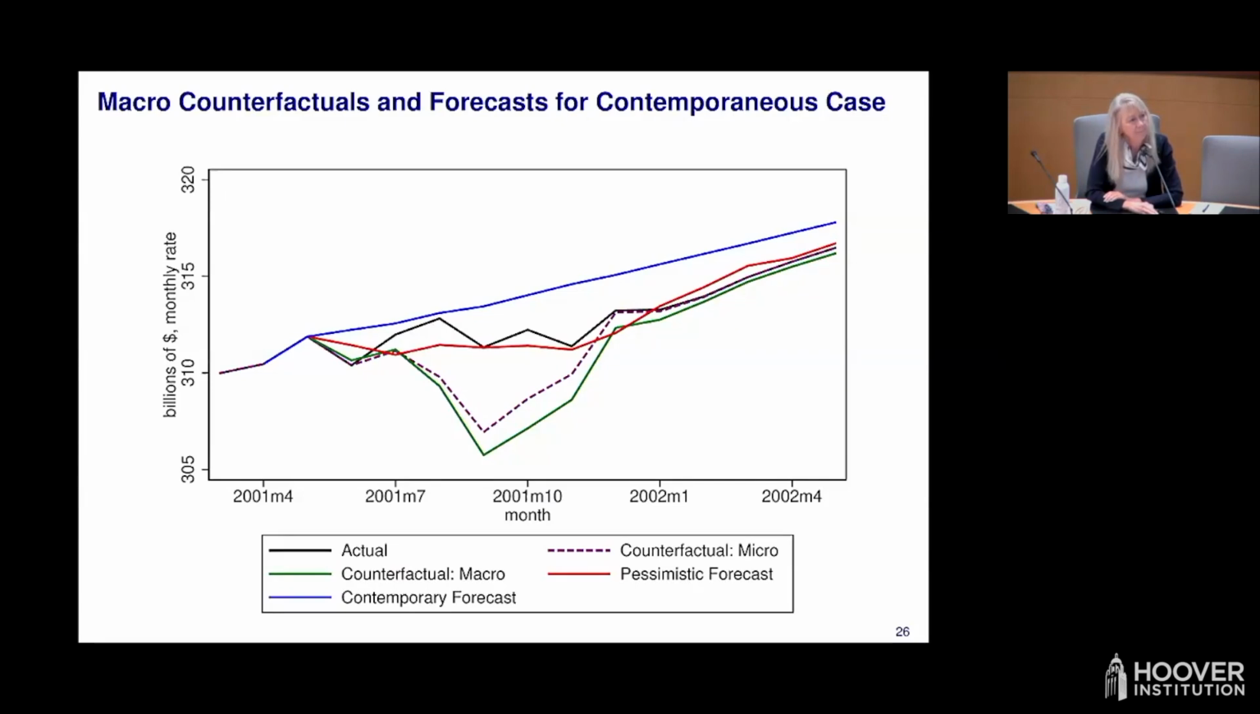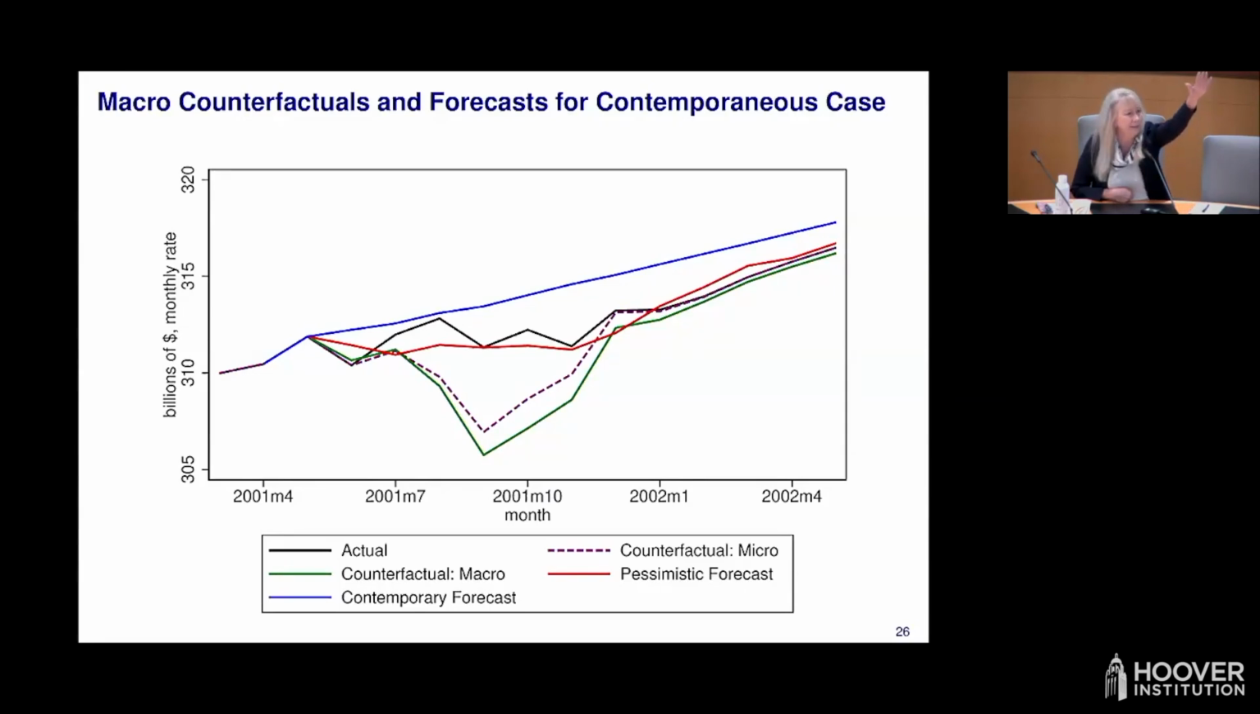Okay. This is consumption, the JPS category of consumption. The black line is still the actual. Let's remember, the purple line is that micro counterfactual. The green line is the macro counterfactual. So you can see that amplification there. This is just for the contemporaneous case because otherwise the graph gets too messy. The blue line is the contemporaneous forecast if you don't know you're in a recession, all right?